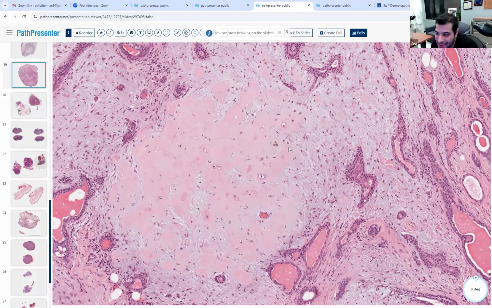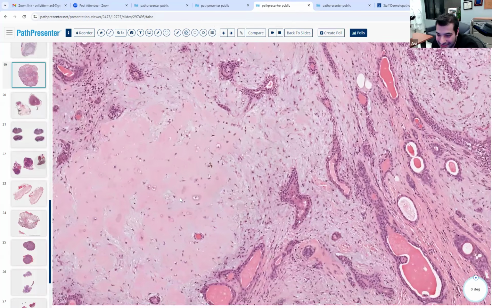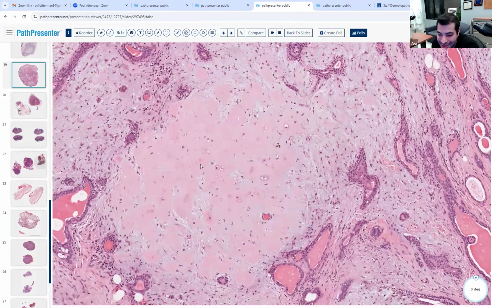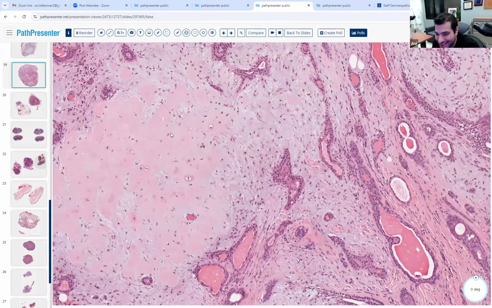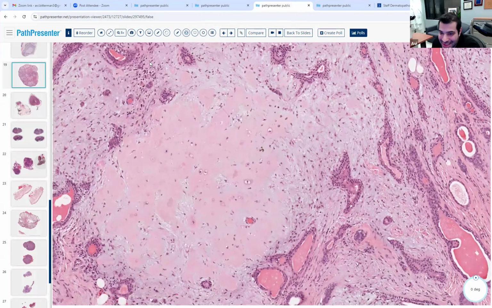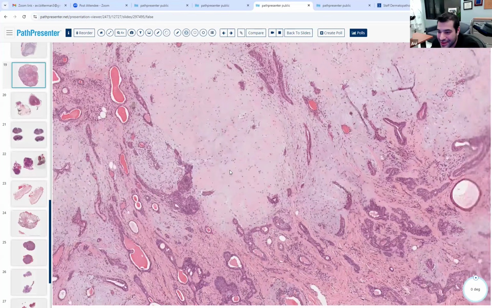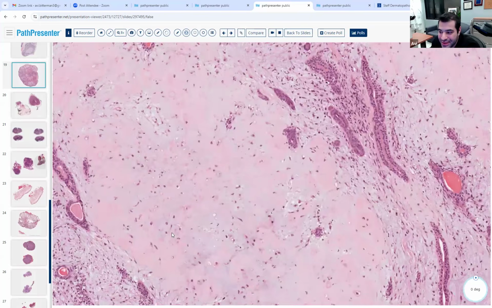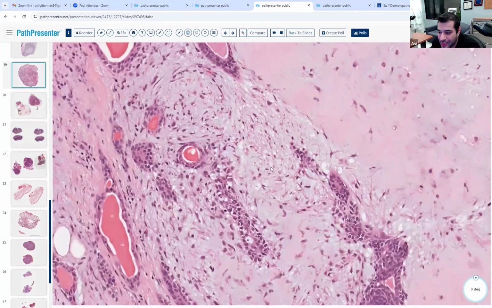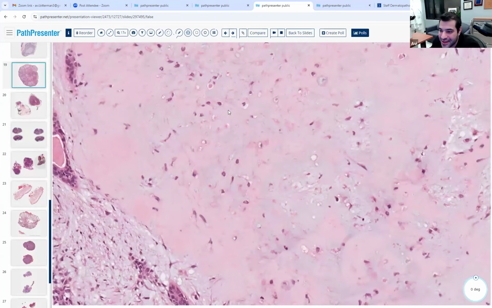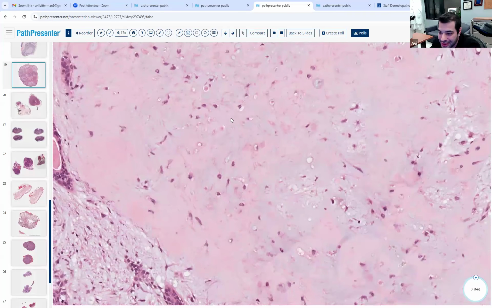Well, it doesn't have to be bone. Like chondrocytes in their lacuna. So this is more myxoid, that's more chondroid. See how this has a more mucinous look with fibroblasts, and all of a sudden here you get these cells that look like they're in lacuna.